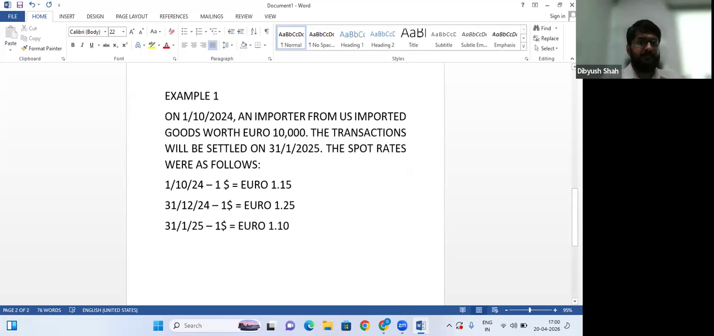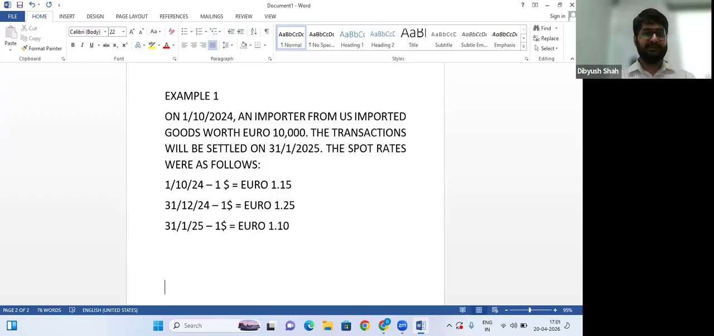Please note it down. See this example. On 1st of October 2024, an importer from the United States of America imported goods worth 10,000 euro. So the payment will be made in euros. That is a foreign currency for a US importer. The transaction will be settled on 31st of January 2025. The spot rates were as follows. What is spot rate? I think I have already discussed. The rate at which you buy or sell foreign currency today.